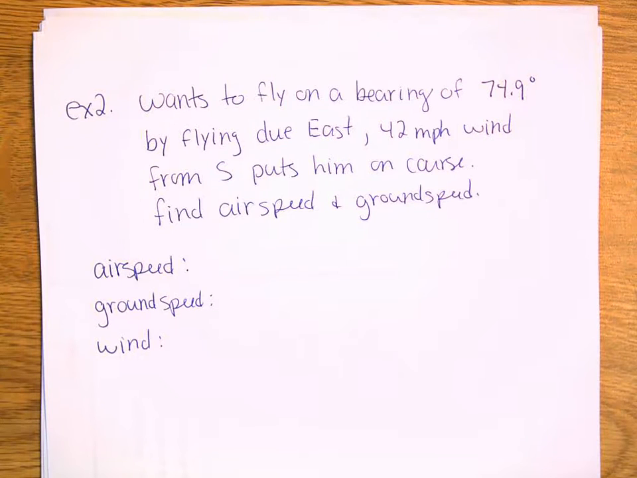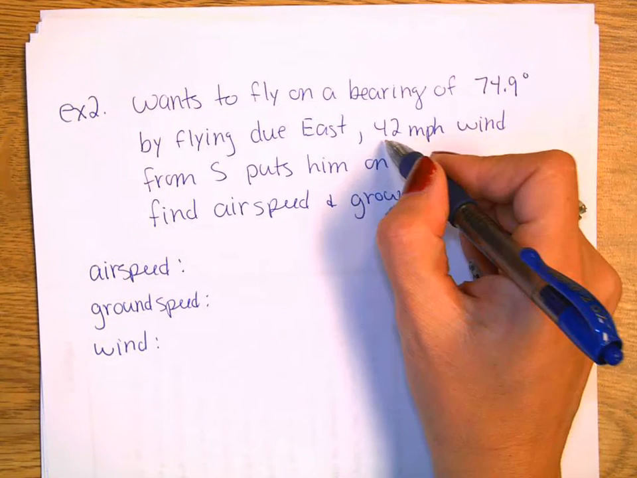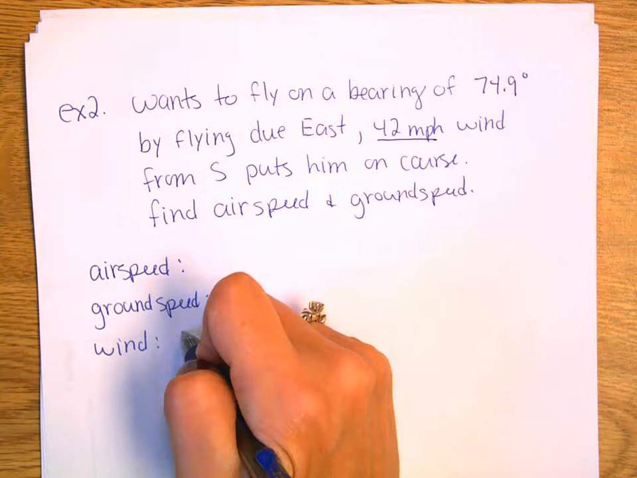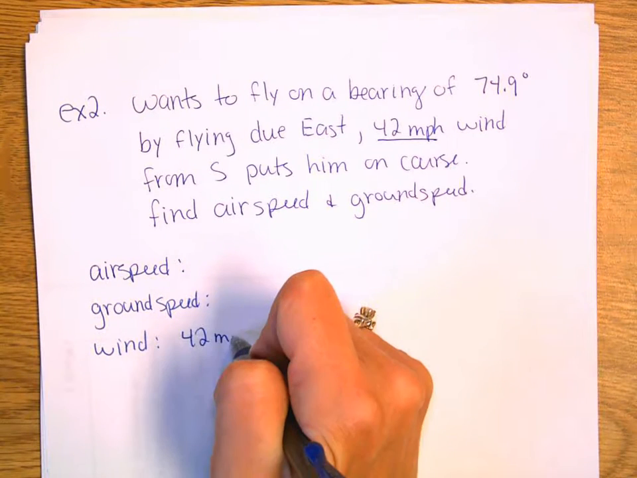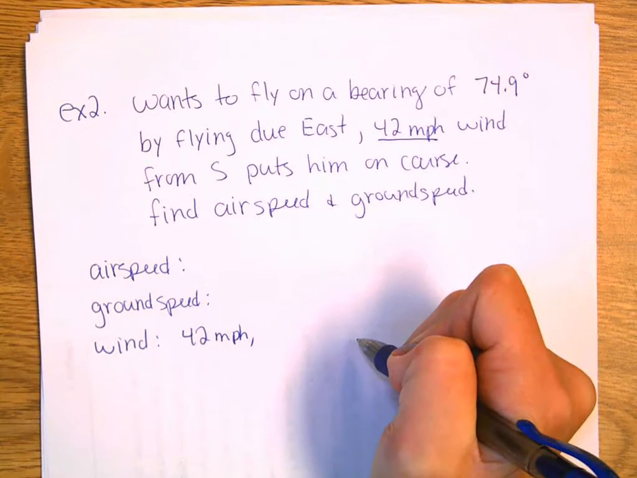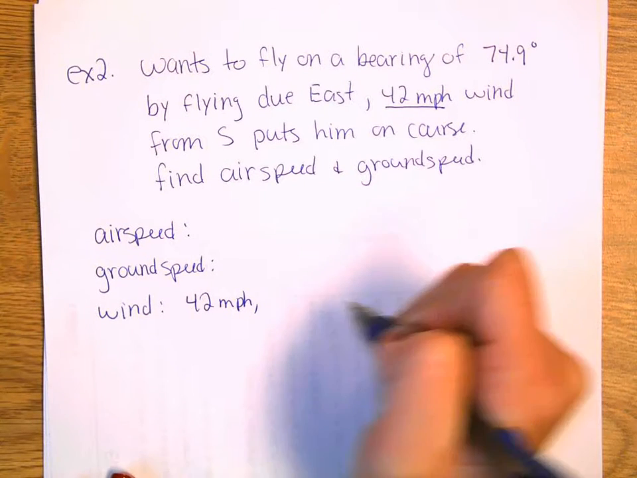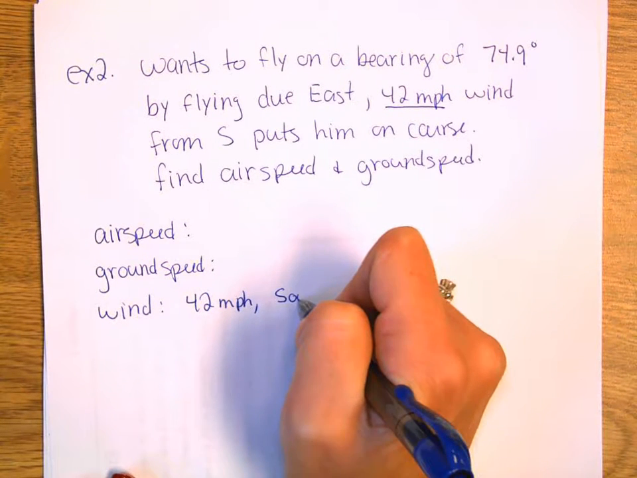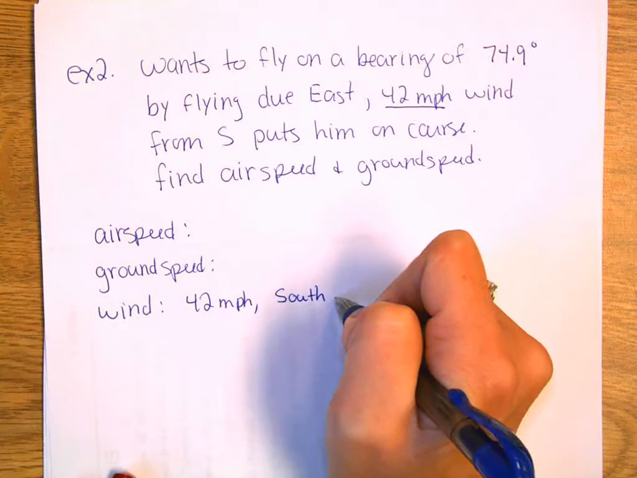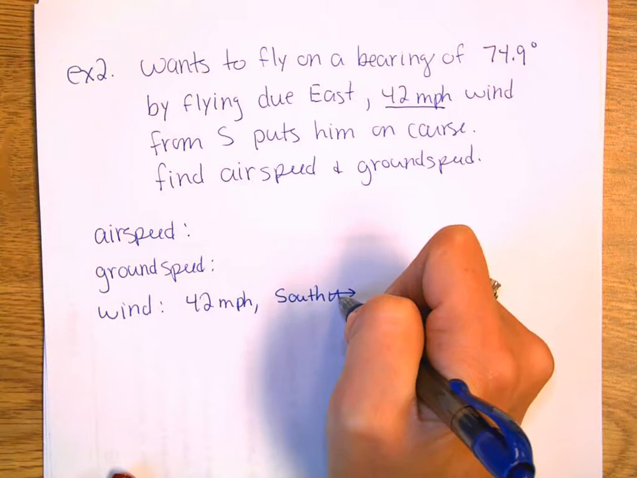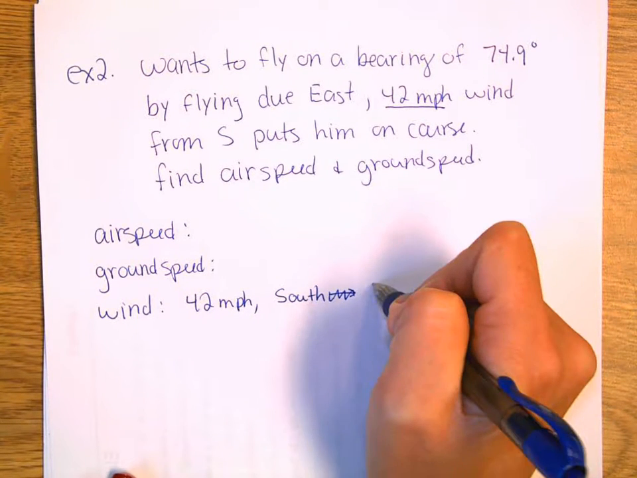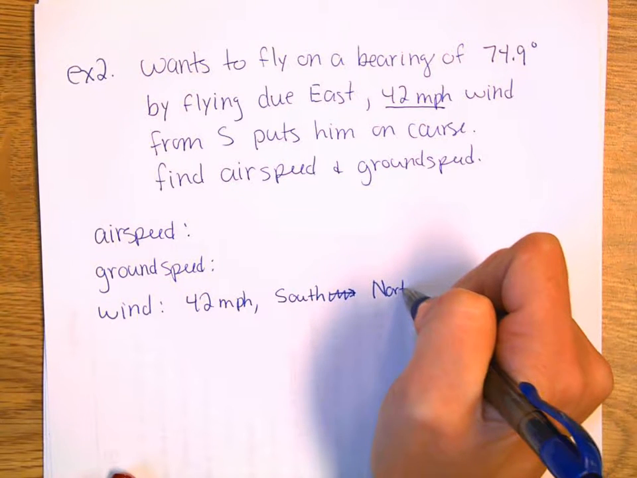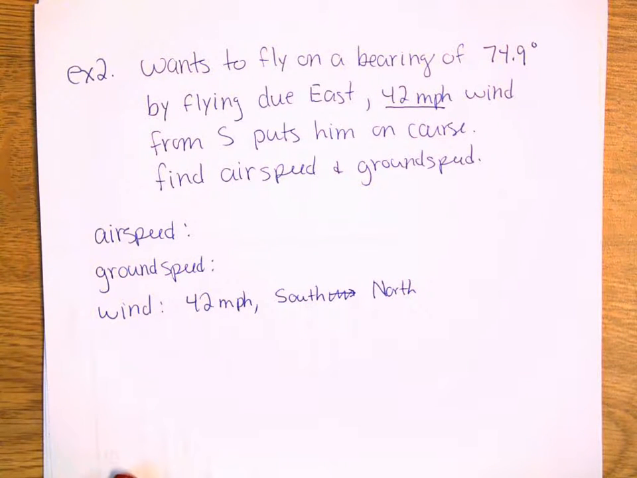No, it's 42. It's 42 miles per hour, so that's how much magnitude it has. What else do I know about it? It's coming from the south, so which way am I going to draw it? Correct it. Which way am I going to draw it? I'm going to draw it north. Okay, so I know everything I need to know about the wind vector.